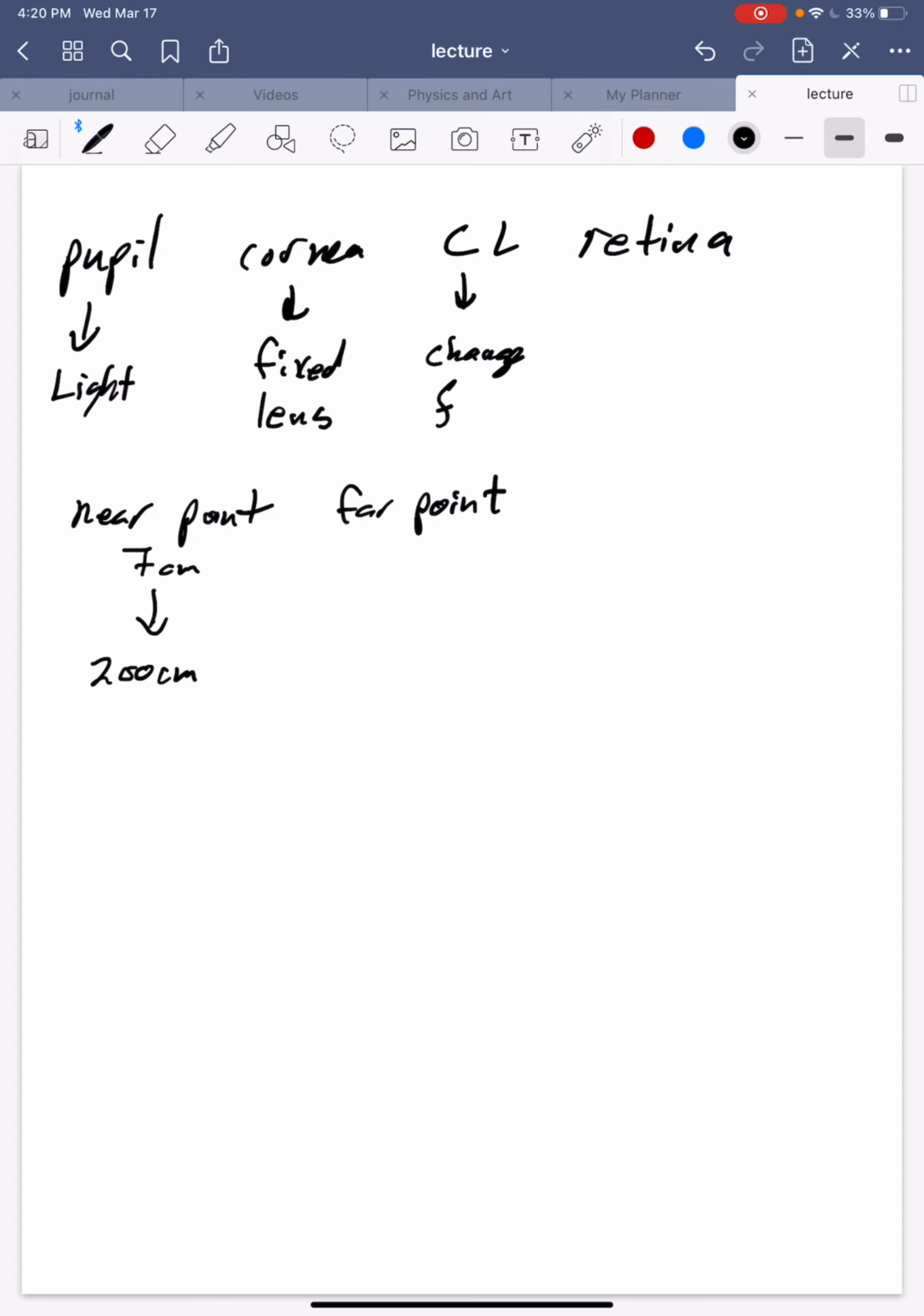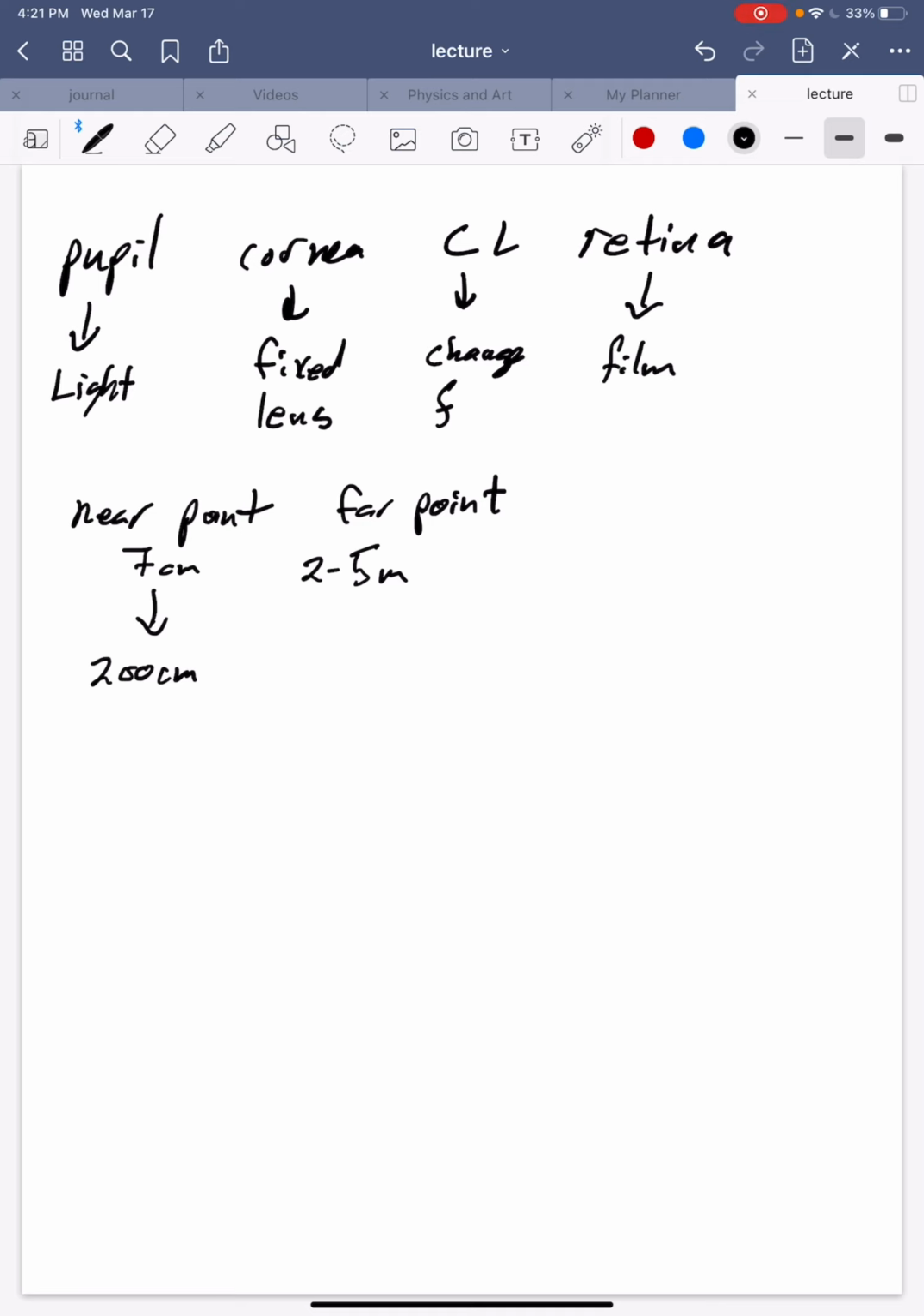The far point is our relaxed crystalline lens, and that tends to stay about the same, and that should be somewhere out at about 5 meters or 2 meters, a few meters. And this gives us our nearsightedness and our farsightedness, and allows us to understand what's going on there and how we can use corrective lenses to fix this issue. The last piece here is the retina, and it's like the film.